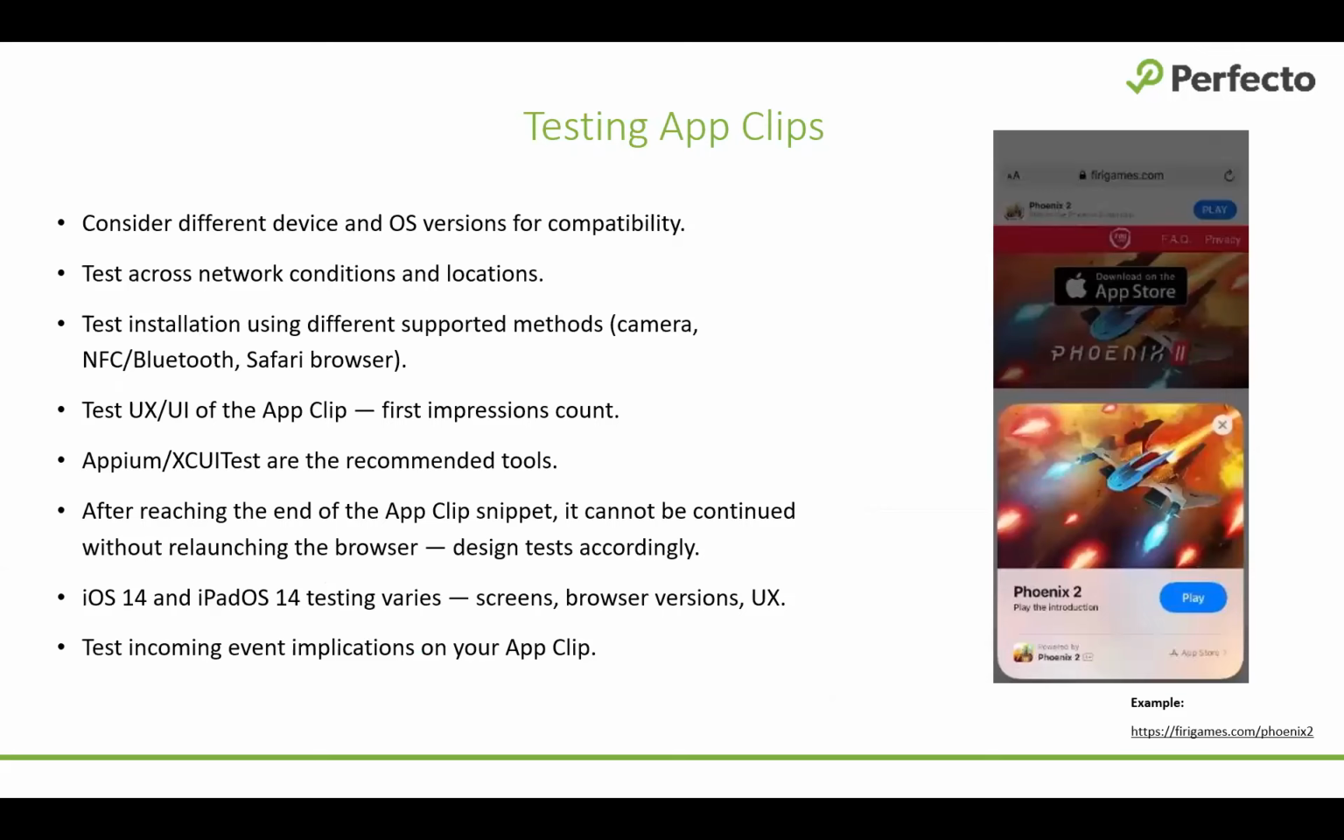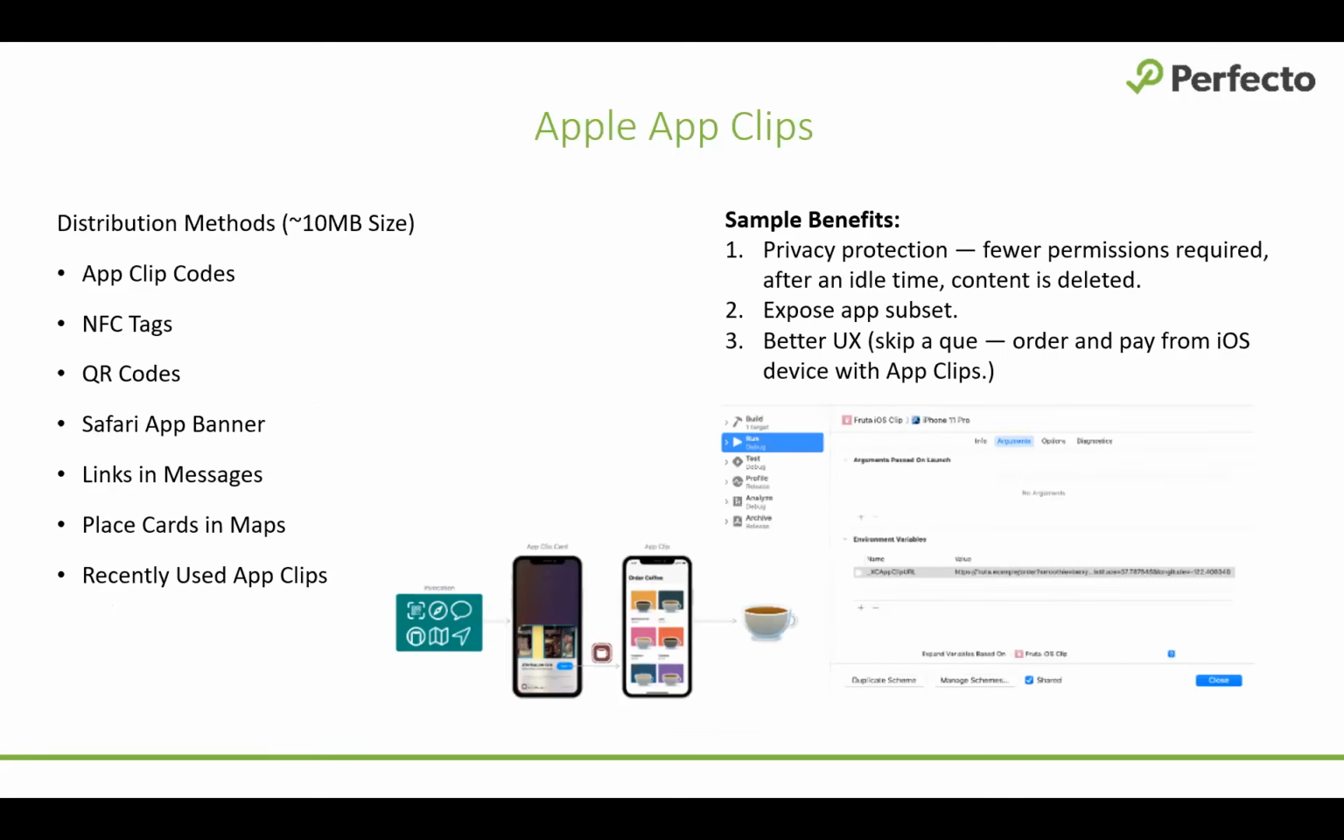So this is a game, and you can install it from the Safari browser, but you don't install it as a full-blown native application. You just install the first 2 levels of the game without going through the App Store. If you like the game, the application will prompt you to install the native app. So this is kind of a taste of a full application in a simple way that you can download, but the complexity here from a testing perspective is that you can actually consume it either through QR code, NFC tags, the Safari browser, and many other ways.